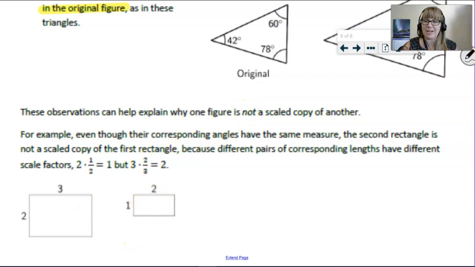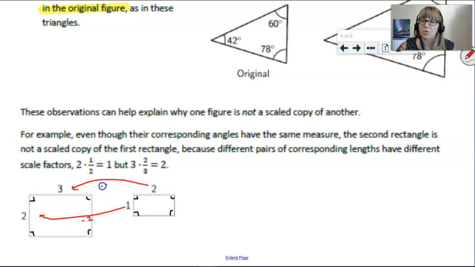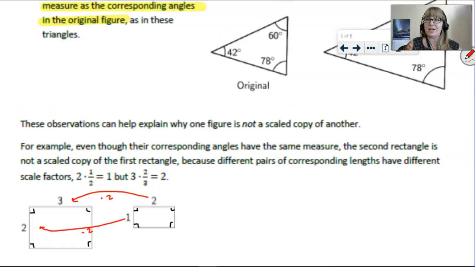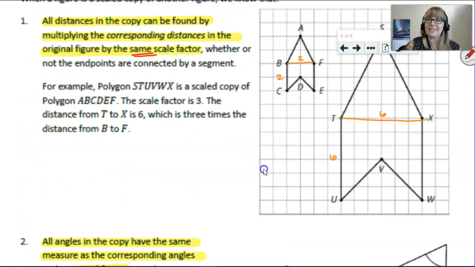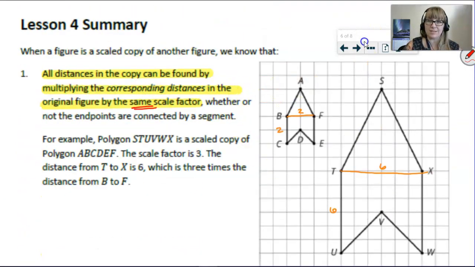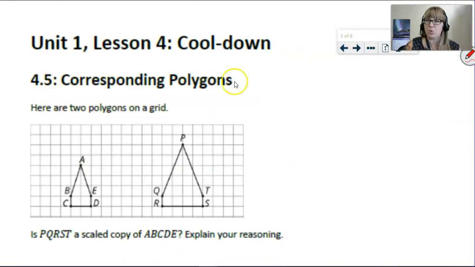Even though these two rectangles are both rectangles and they all have 90-degree angles in all of those corners, we also can compare the side lengths too. And we can see that sure, 1 times 2 is 2, but we lose that as soon as we start looking at some of these other sides. So grand takeaway is we need to make sure that we are comparing our angle measures as well as our distances or side lengths. Now let's go back to our cool down.